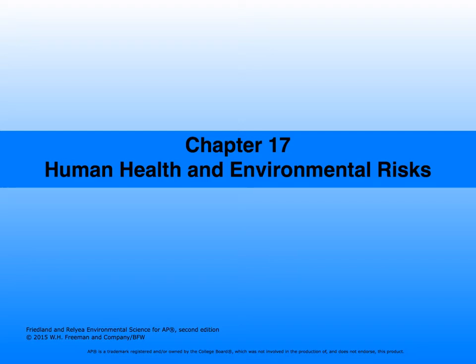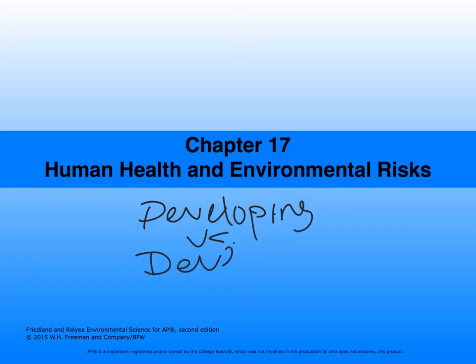This talks about the different types of risks and environmental hazards, biological hazards, chemical hazards that people have in their everyday lives, and you're going to differentiate them between, I want you to kind of have this dichotomy in your head, developing versus developed. Okay, so make sure you're able to differentiate those.